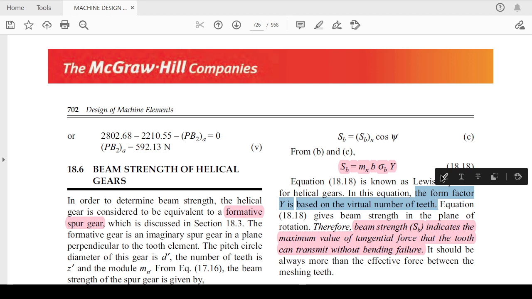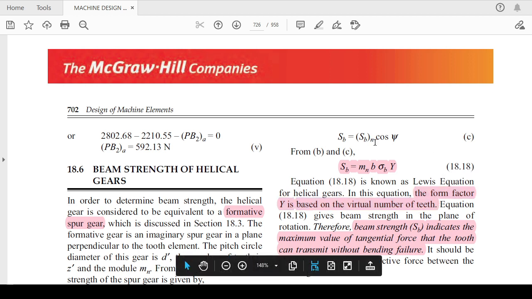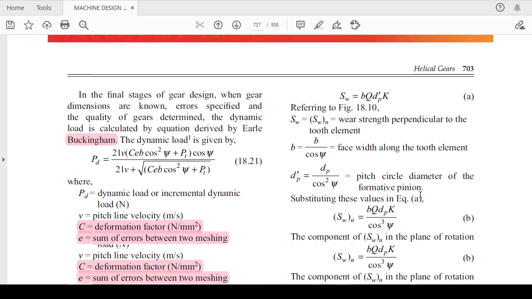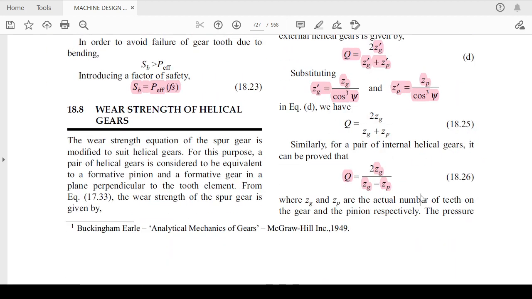So you have to calculate the virtual number of teeth, and depending on that you have to calculate the value of the Lewis form factor. Somehow we used to miss this particular concern, so just remember this. Today we will see what the formula for the wear strength in helical gears is, and how you can calculate it.